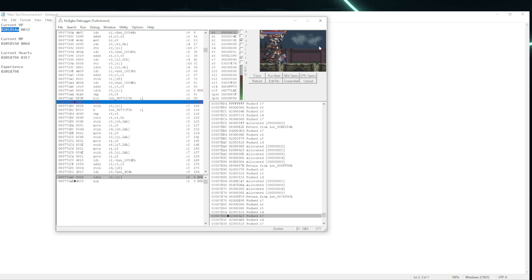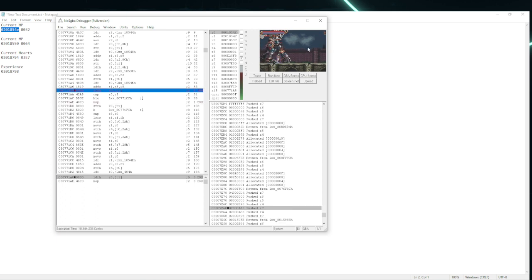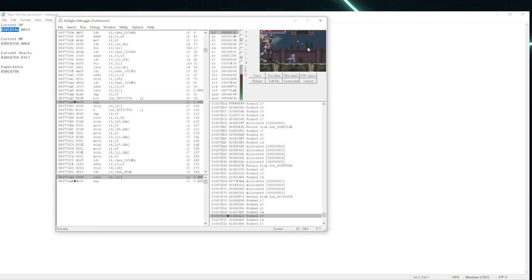And when you click back on the game, again we got hit. Got hit again. Now if I press start, we can see that our health is 50. So we essentially removed the instruction for the subtraction.